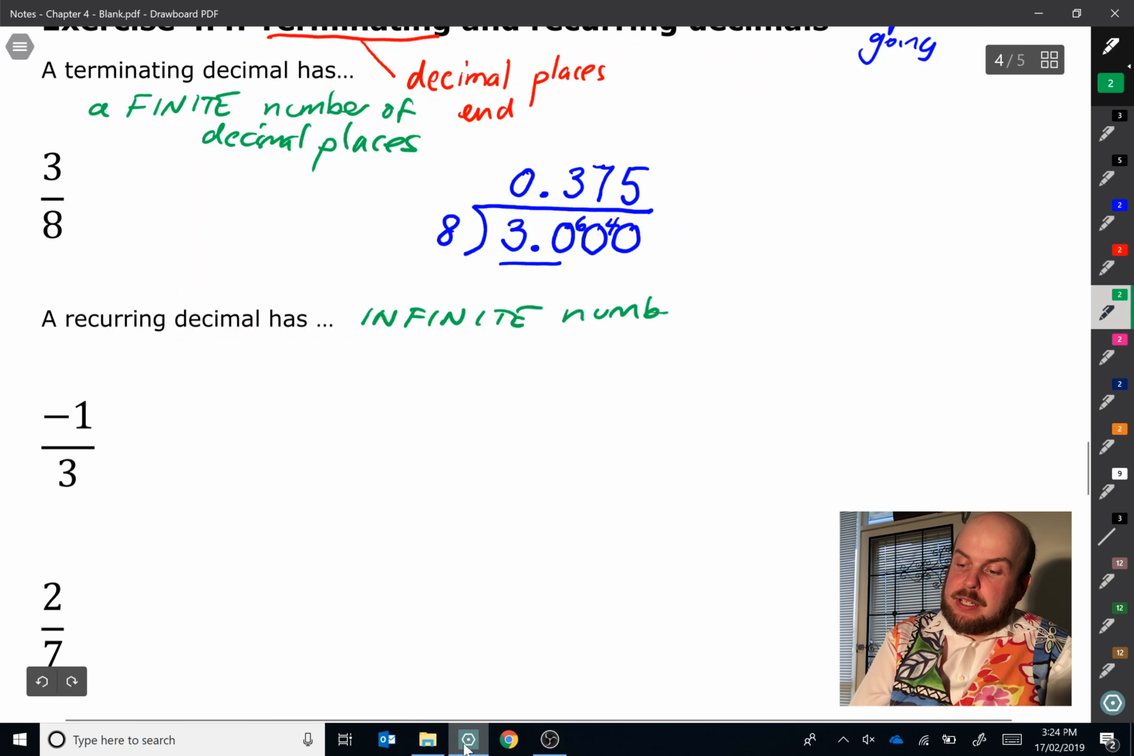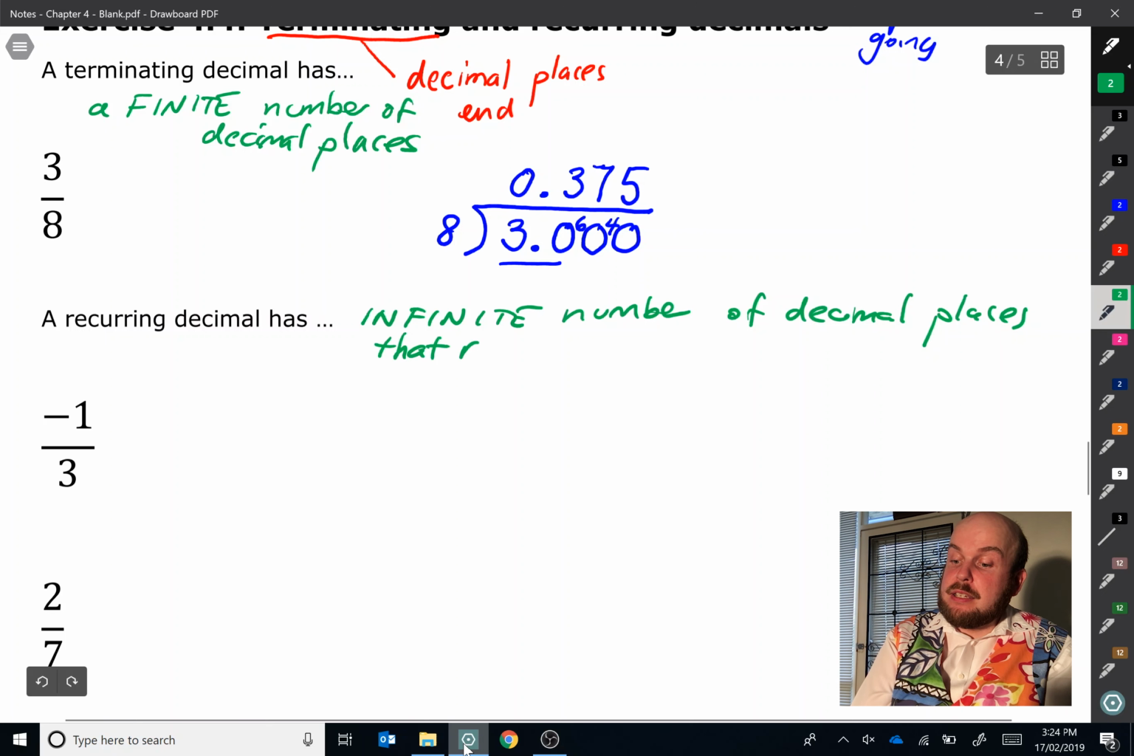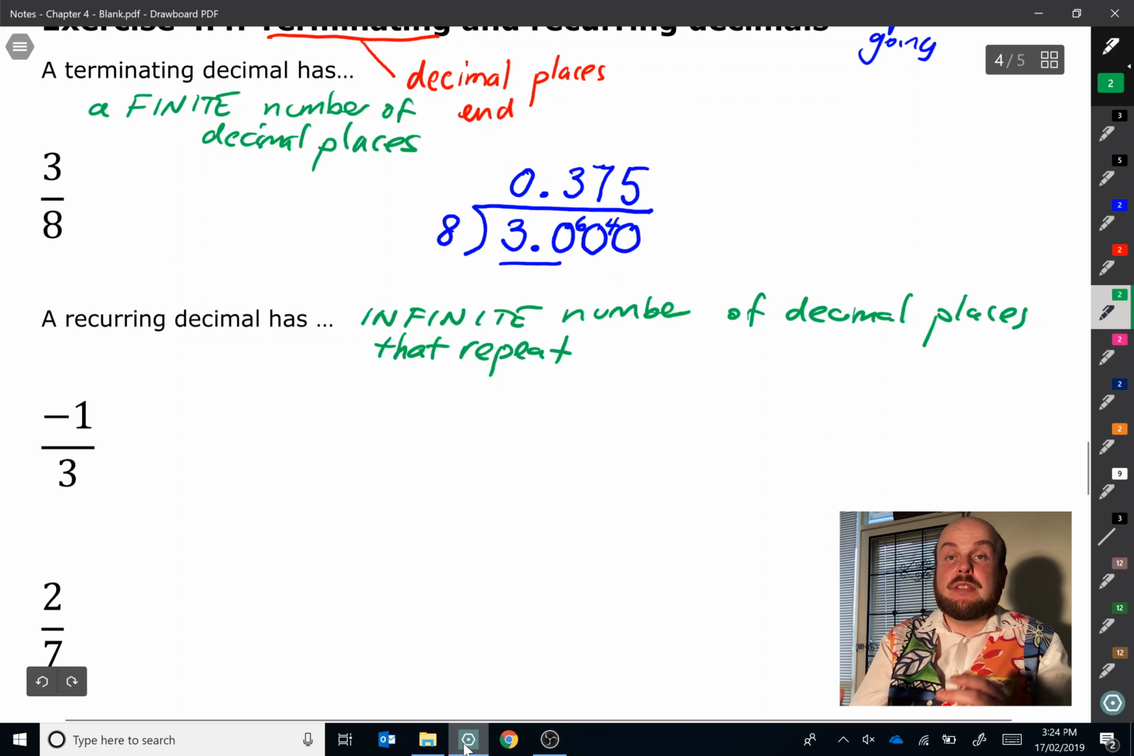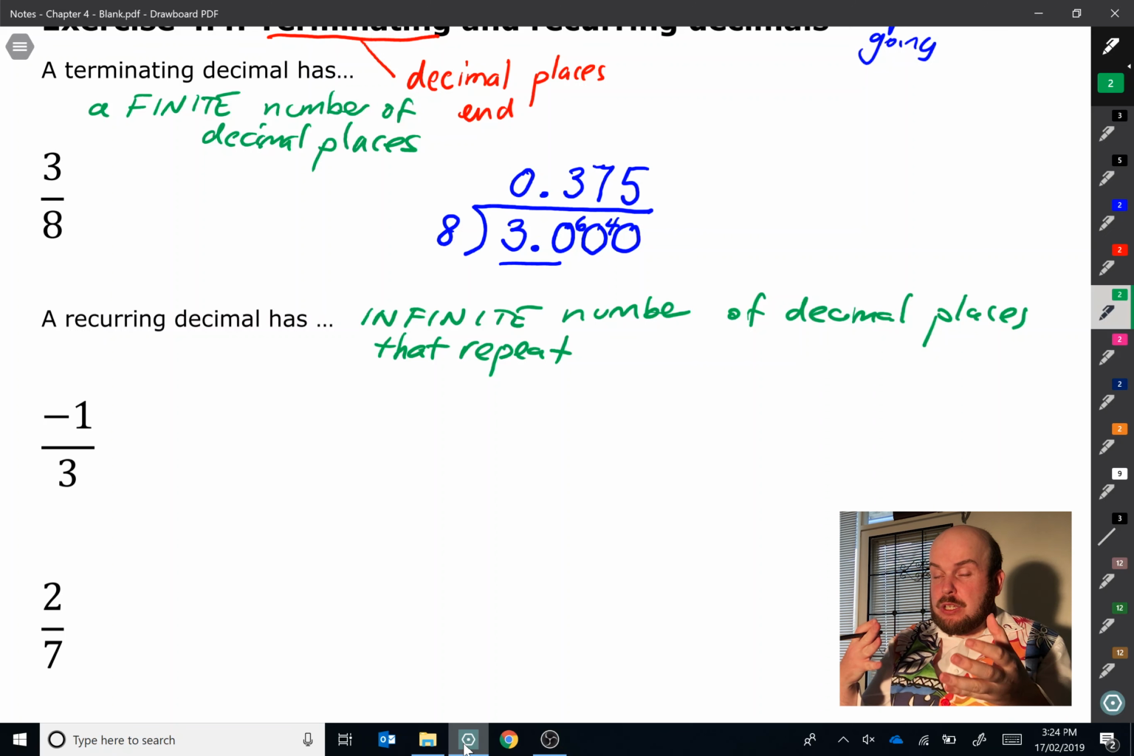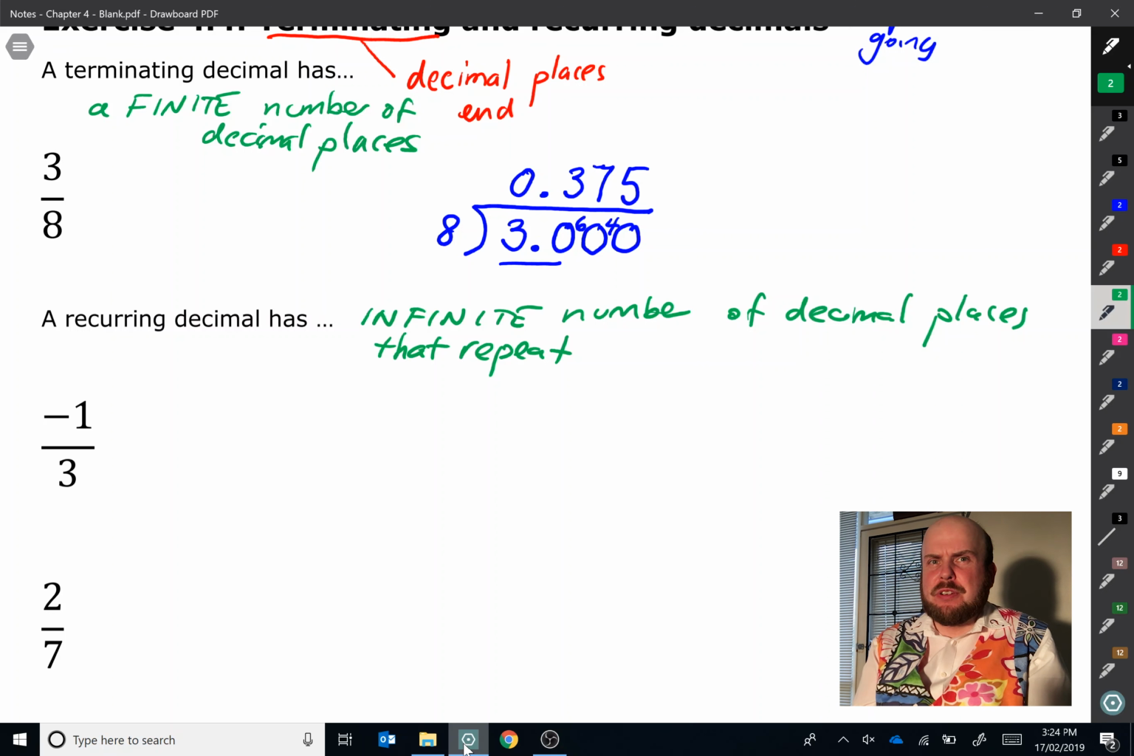A recurring decimal has an infinite number of decimal places, and usually that repeats. So a recurring decimal is one that has an infinite number of decimal places and they repeat. If they don't repeat, we can't necessarily say that it's a recurring decimal. That will be a form of irrational number, which we'll talk about at some other stage.